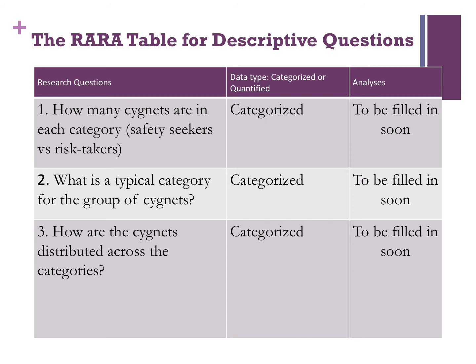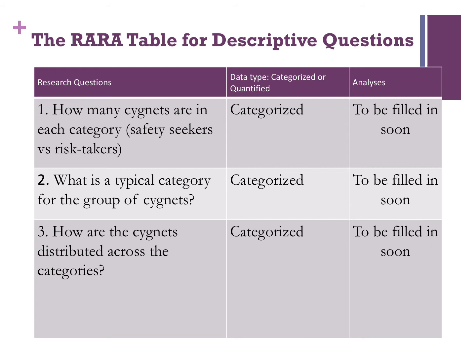This is the right angle research alignment table, or RARA table, for descriptive questions. So you see the first column has the research questions. So for example, question 1, how many signets are in each category? And the categories again are safety seekers versus risk takers. And in the second column you can see the data type, categorized or quantified. And these are categorized data. And then the analyses will be filled in soon.